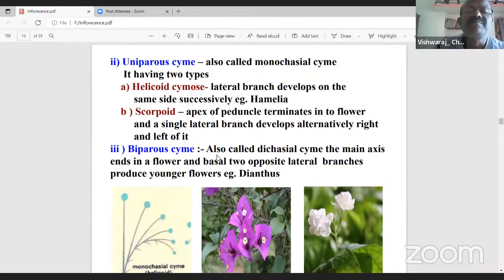Then biparous cyme, also called dichasial cyme. Di means two.